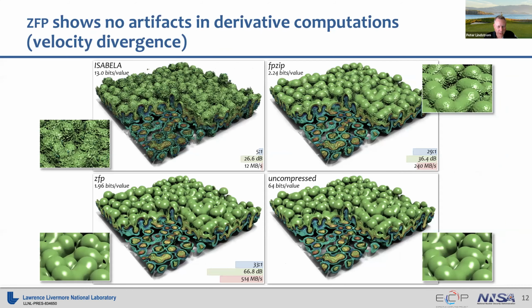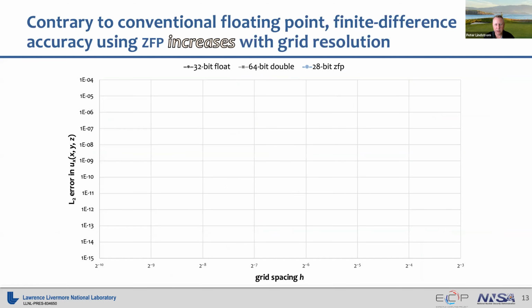All right, here's another example where we started off with a double precision velocity field. We compressed and decompressed that field and then applied the divergence operator to it, which gives you the scalar field. You can see at less than 2 bits per value, ZFP essentially has no artifacts. So the question is, why do we get such good results for these differential operators? What I'm showing in this plot here is the L2 error in the partial derivative of a certain field. And we're going to see how that error changes as you increase the grid resolution from right to left here.